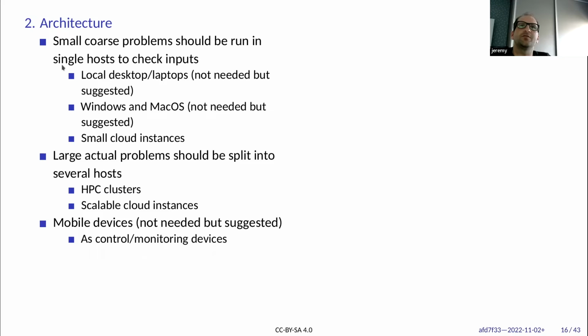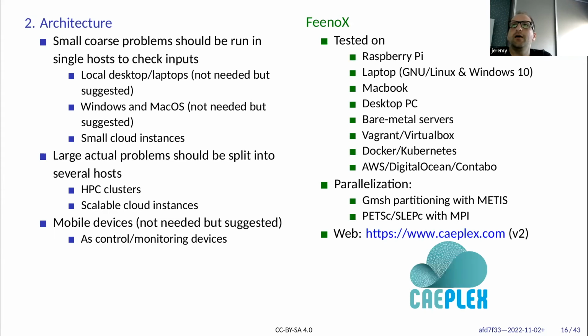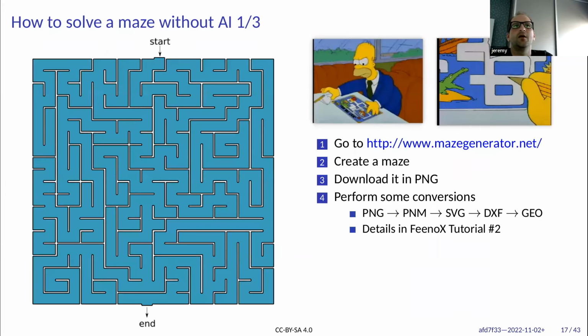The idea here is that a small problem should be run on a single host to check the input, but large problems should be split into several hosts, in parallel. We tested this. We even ran FeenoX on Raspberry Pis and some other architectures as well. Parallelization, we're working on it, but it's baked into the design decisions. Into any design decisions, parallelization is in there.